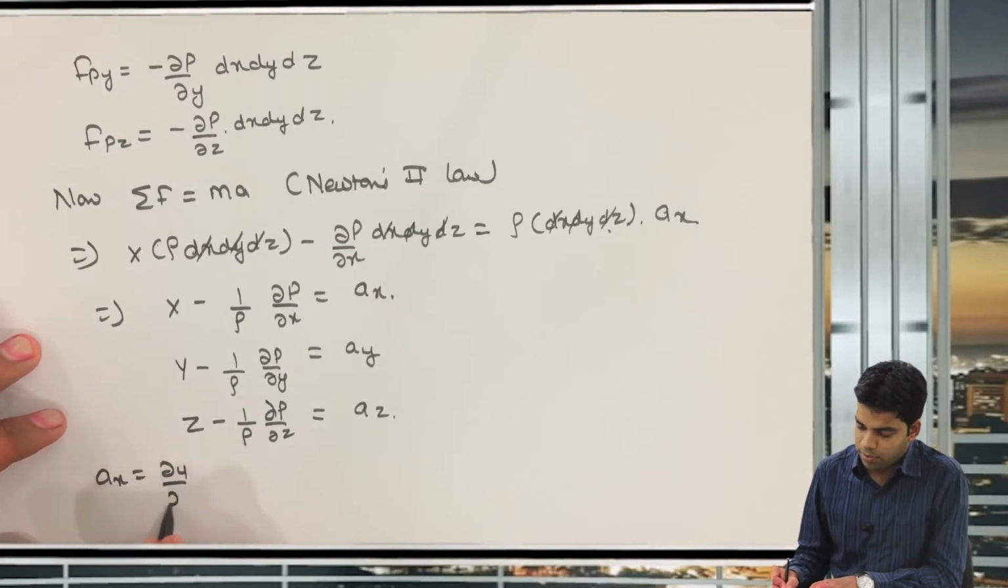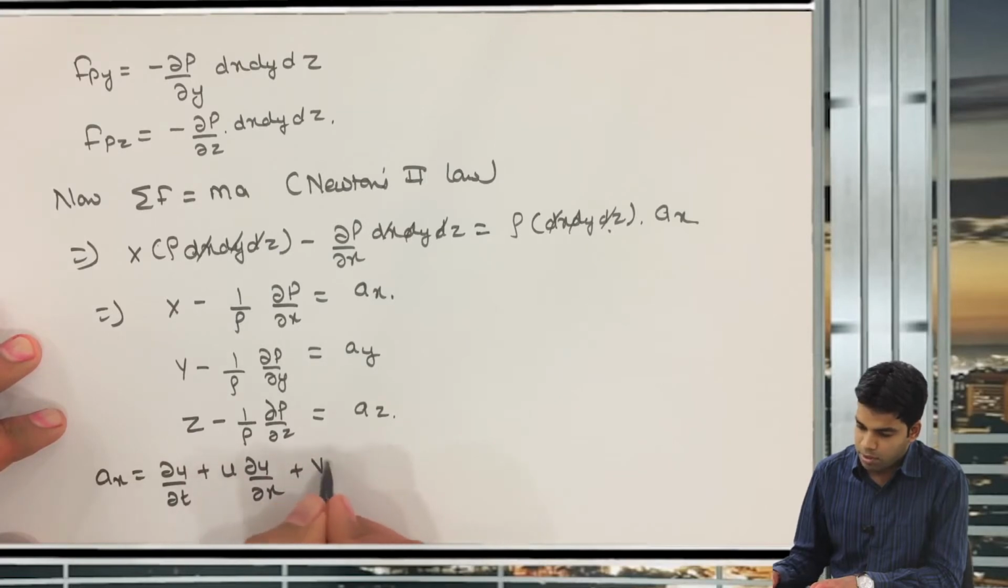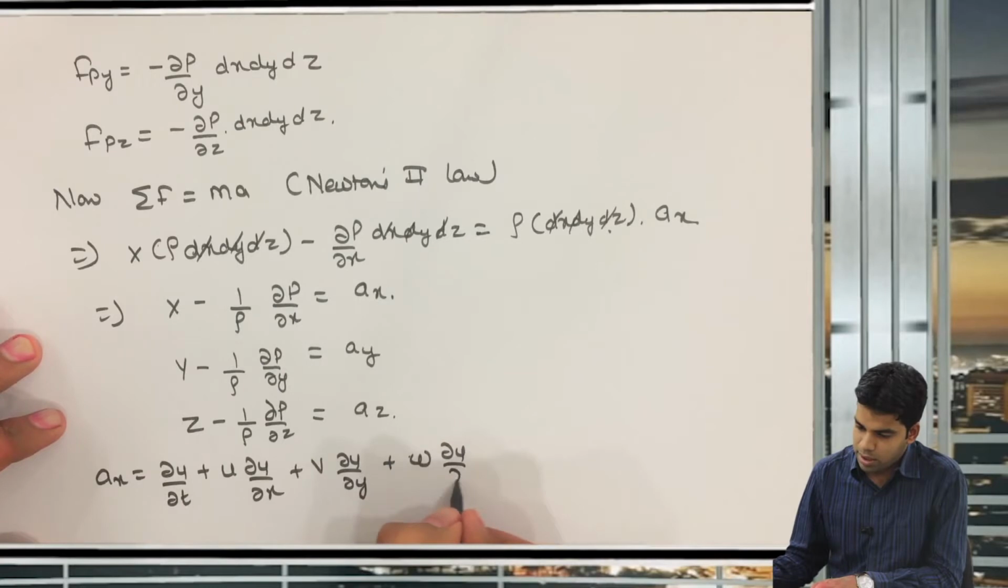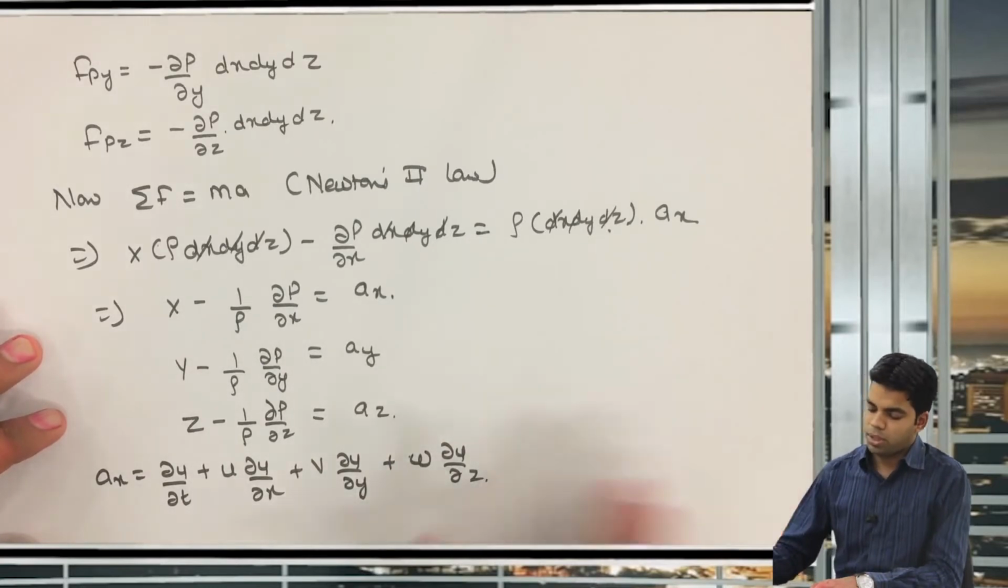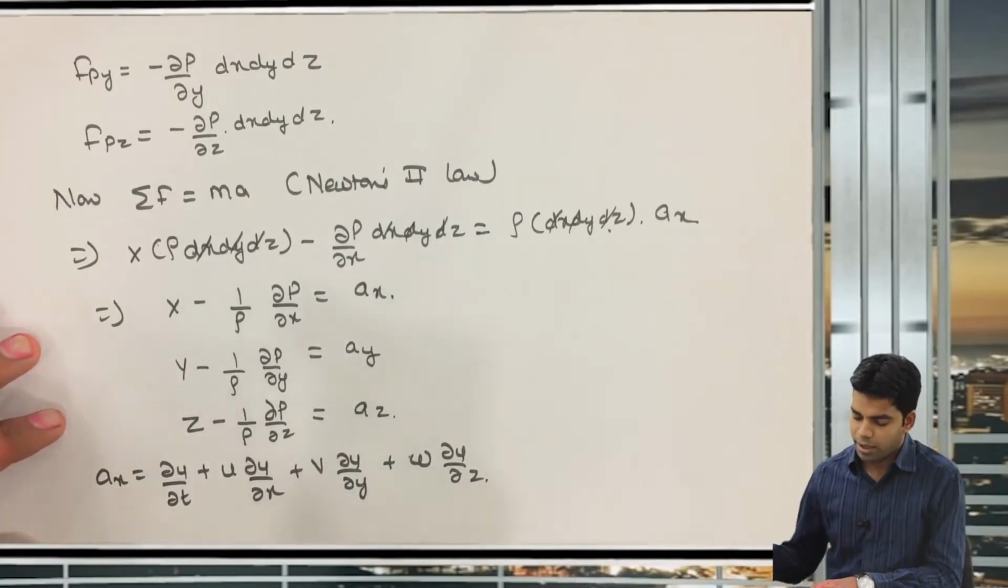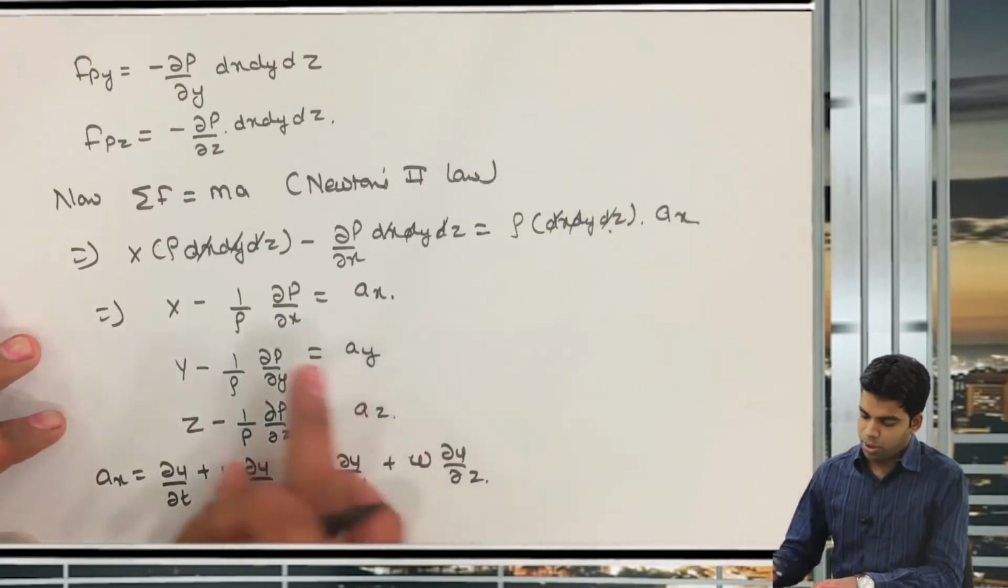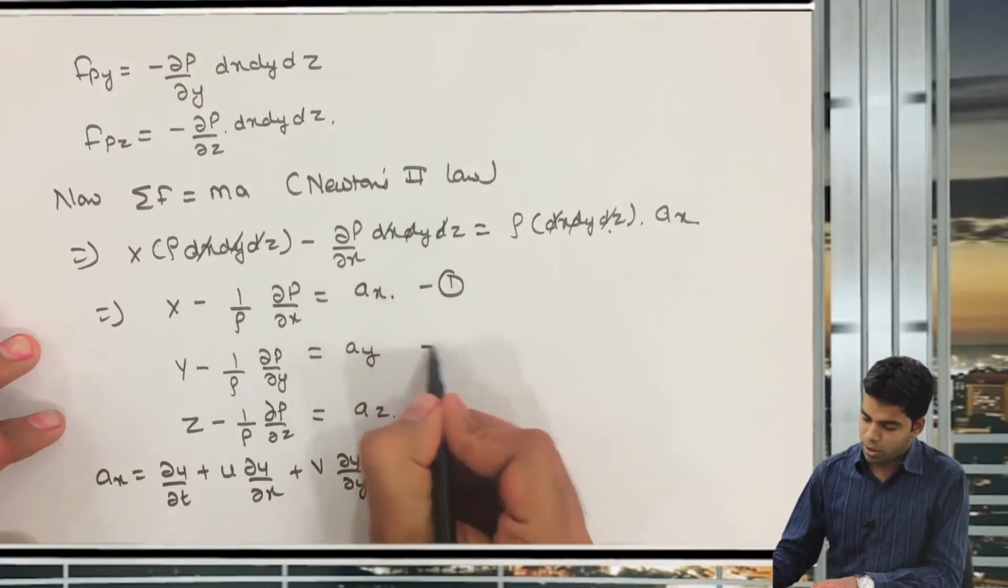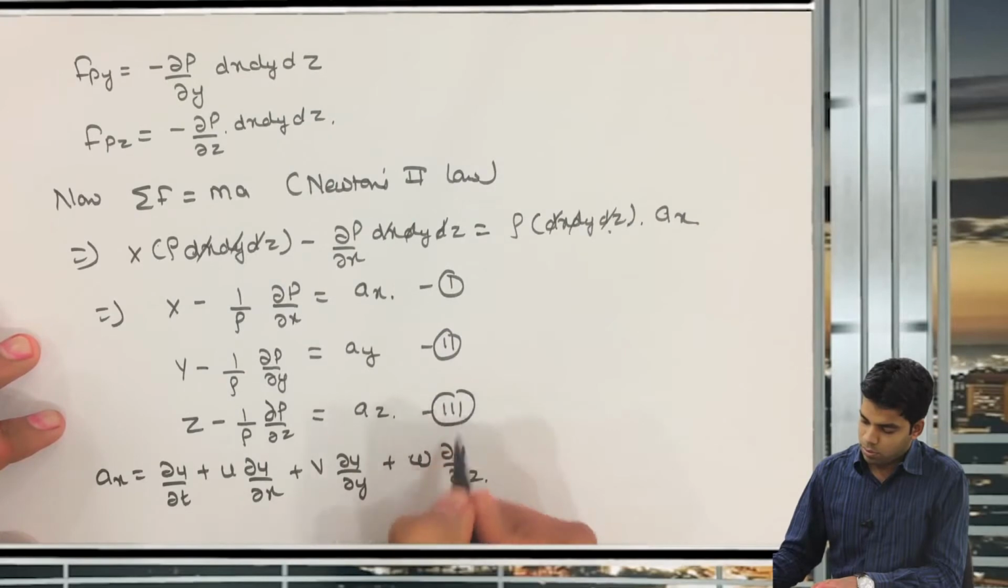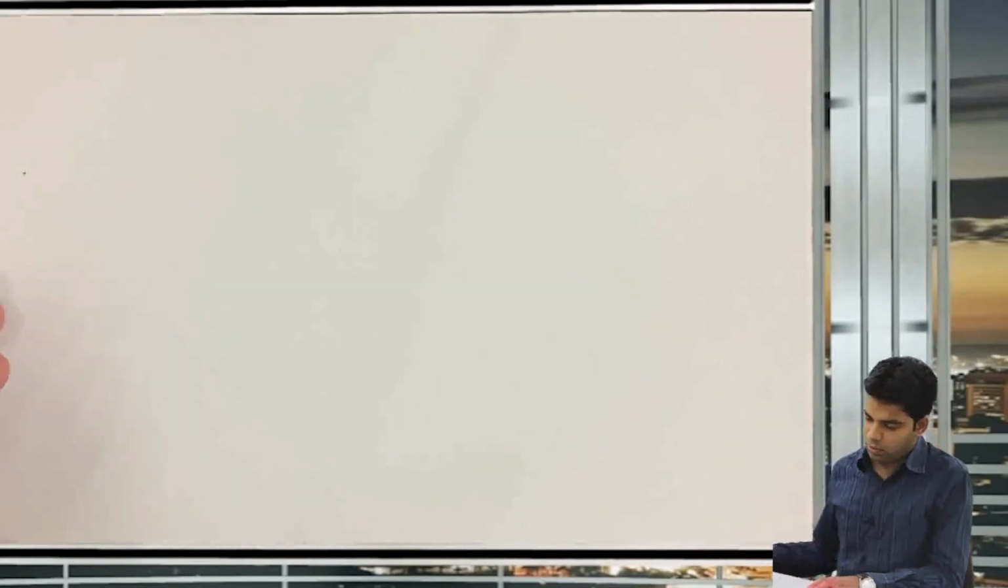∂u/∂t + u ∂u/∂x + v ∂u/∂y + w ∂u/∂z. We have already determined this. Similarly you can have a_y and a_z as well. Now from here just put the value in this equation. Suppose this is equation 1. Putting the value in equations 1, 2 and 3, we will get what?